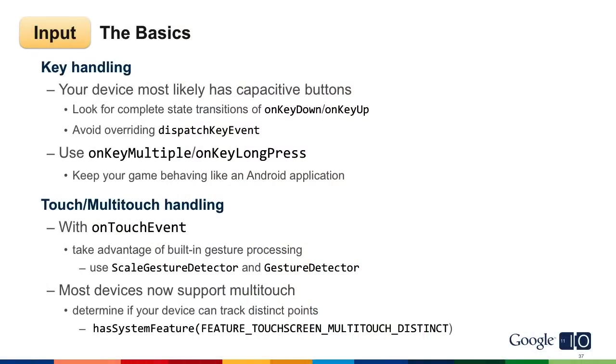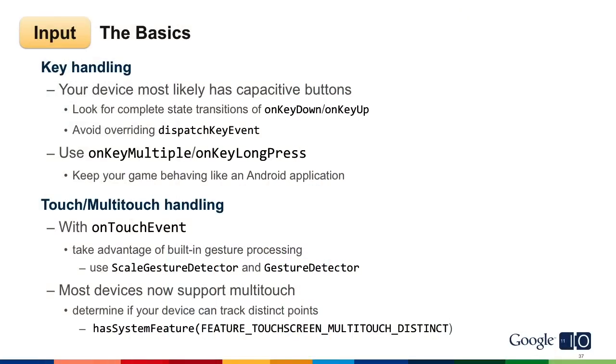Another thing to do is if you're going to do things like handle key repeats, use the actual functions that are built into the framework so you get the same key repeat counts and the same behavior you would expect from an Android application. Touch and multi-touch handling is similar. We have things like gesture detectors. Use those so that your application behaves like a non-native application whenever possible, when it makes sense. And then finally, and probably most importantly, dealing with multi-touch.